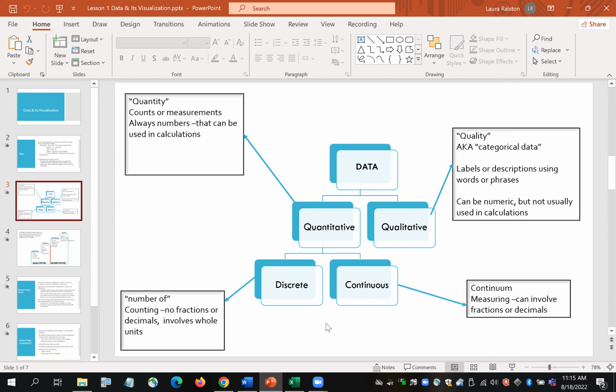Questions on qualitative or quantitative? So qualitative will never stand by itself. Like it'll either be discrete or continuous. It'll never just be qualitative. Um, if it's discrete or continuous, it has to be quantitative. It would be a number.